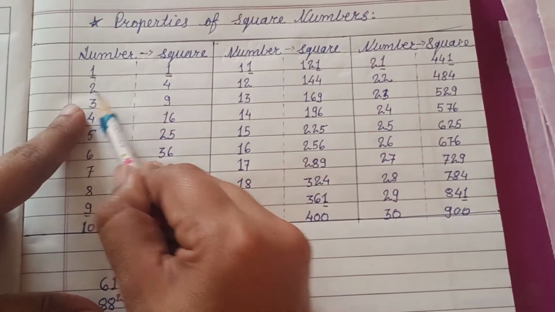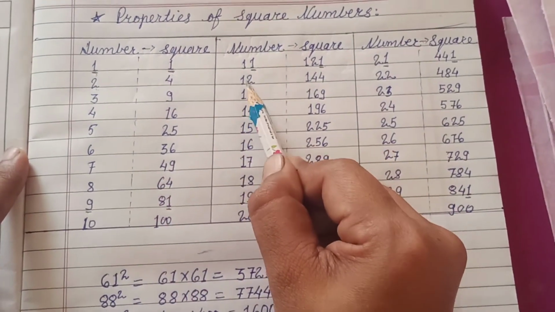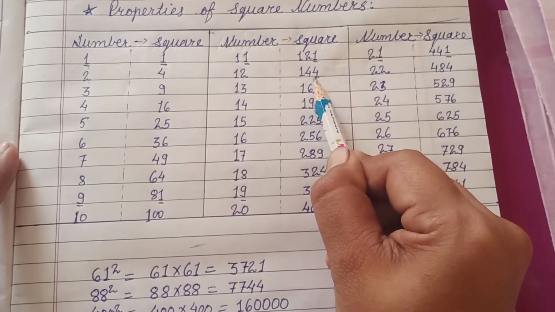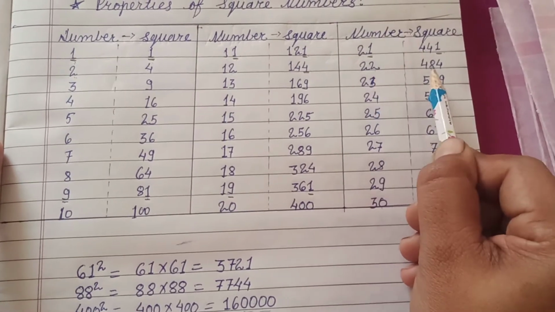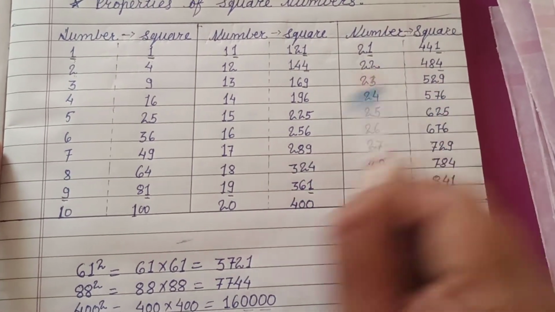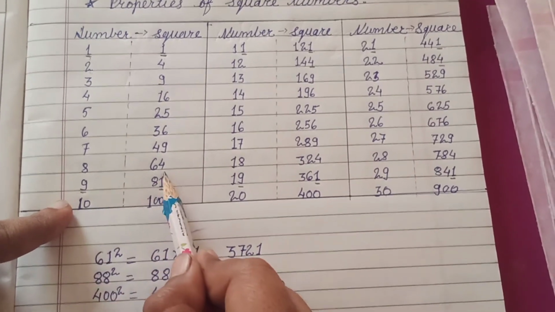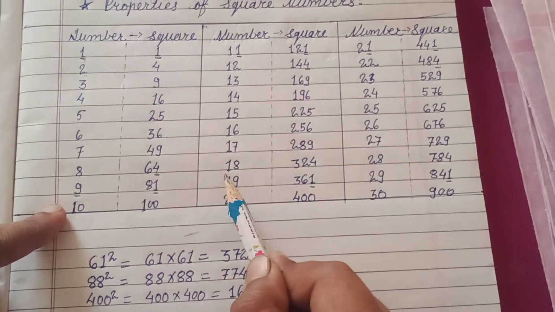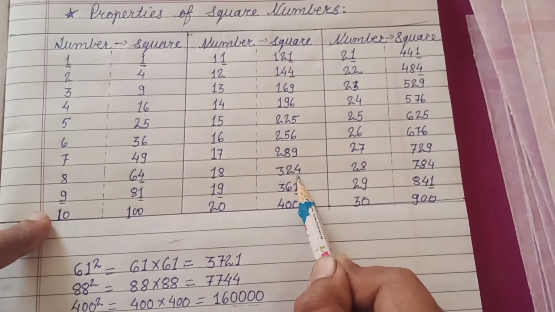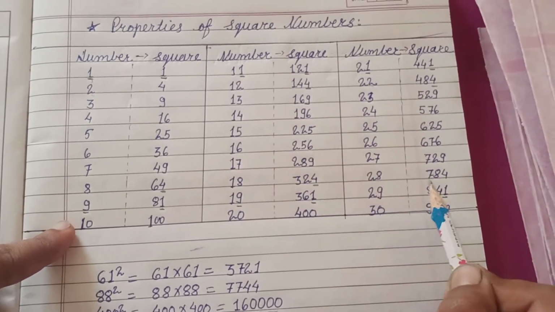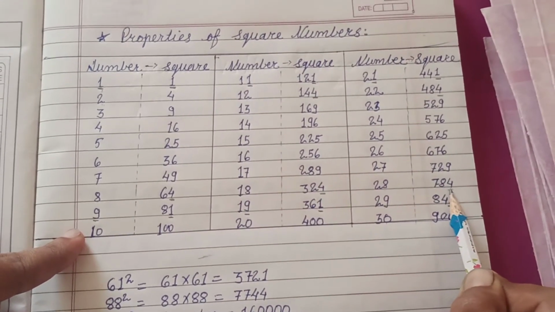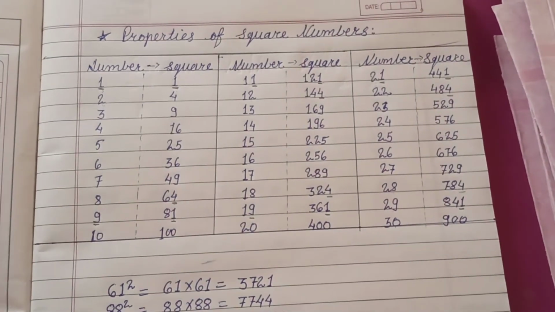2, its square is 4. 12, its square is 144. 22, its square is 484. And a similar thing you can find for 8 also. 8 square 64. 18 square 324. 28 square 784. We got two conclusions.